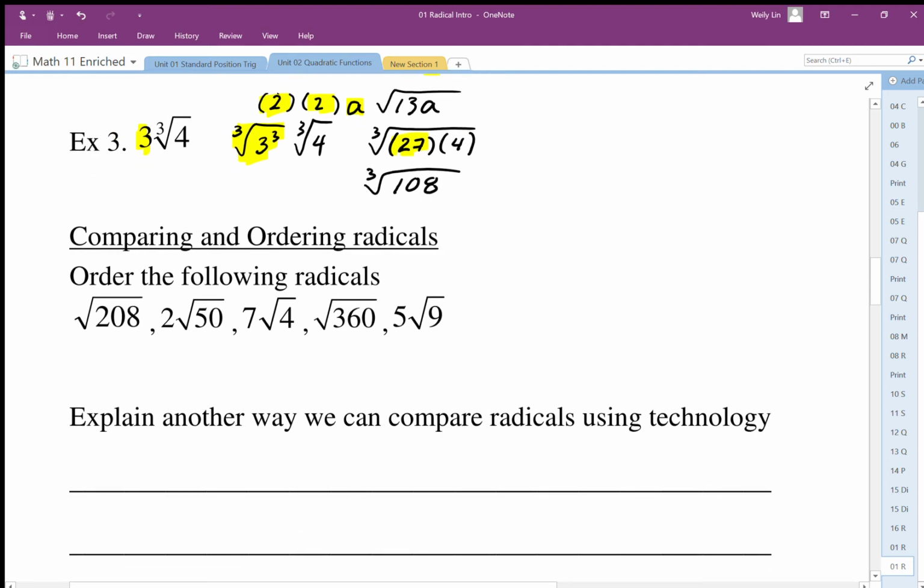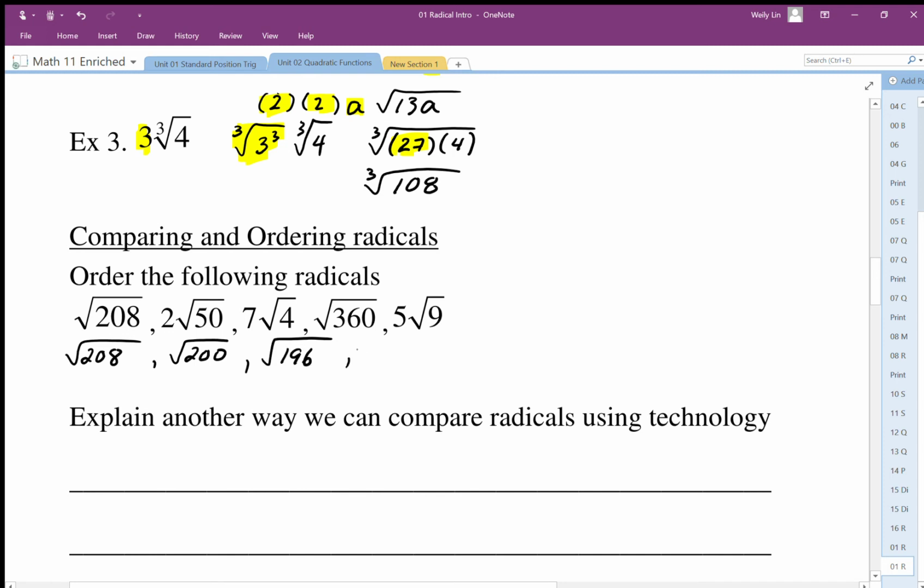So if I want to order these, what I can do is put these inside the root. So these are all square roots. I can more easily compare these if I know what the whole radical is going to be here. So this is 2 squared times 50. So it becomes square root 200. This is going to be 7 squared times 4. So I'm going to put that inside. So 7 squared is 49 times 4 is 196.